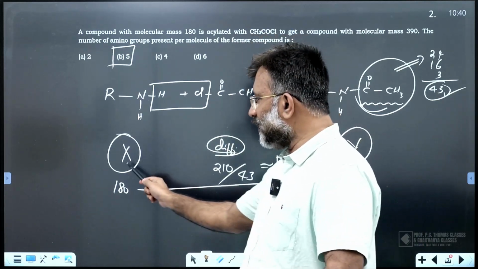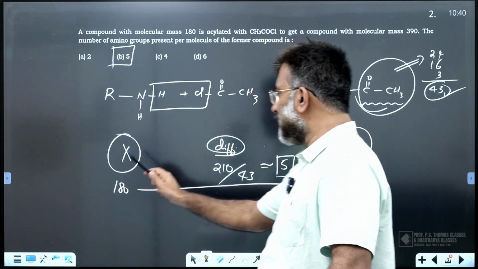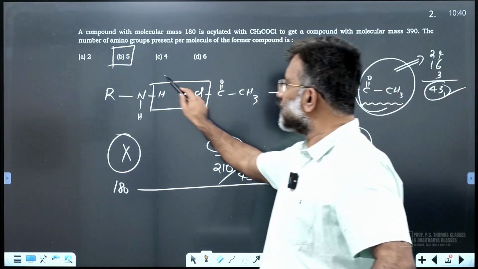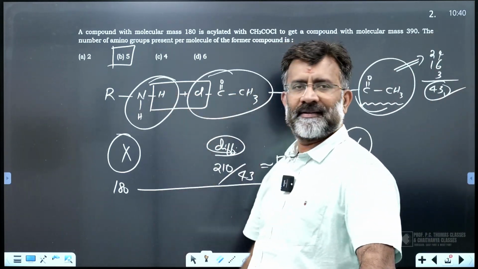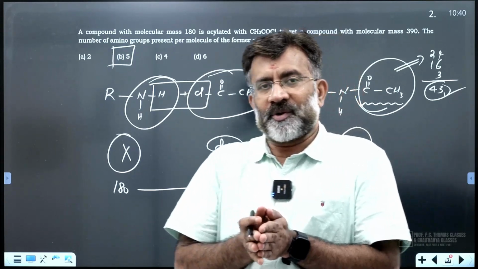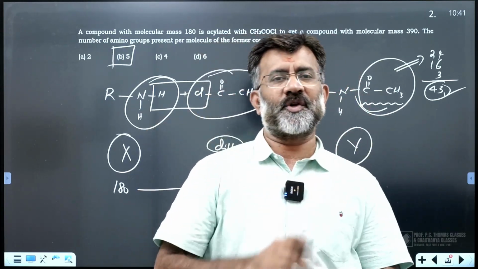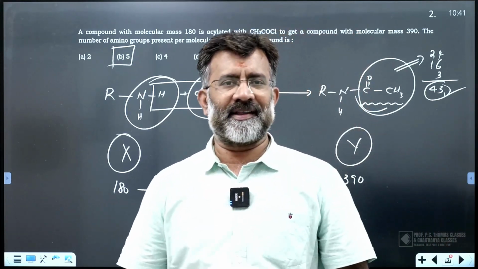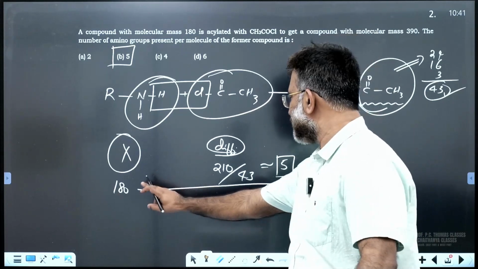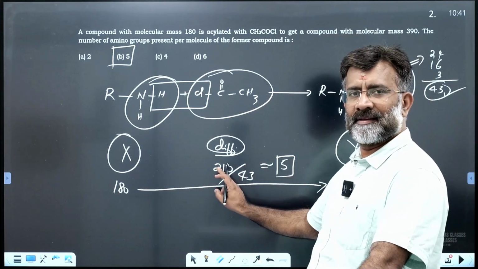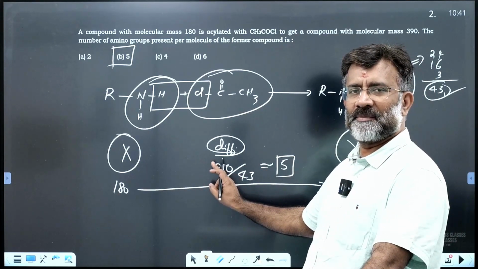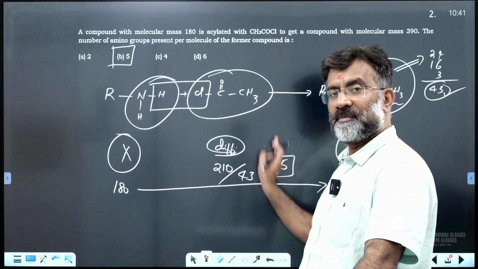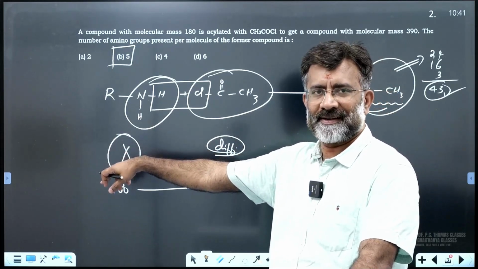If there are 5 amino groups present here, 5 acetyl units will be coming here, because each amino group is getting acylated. If there are 5 amino groups, there will be 5 acylations happening. For each acylation, the molar mass increases by 43. And here the molar mass increase is 210. So how many acyl groups are coming? 210 by 43, approximately 5 acyl groups coming. That means 5 amino groups were present.